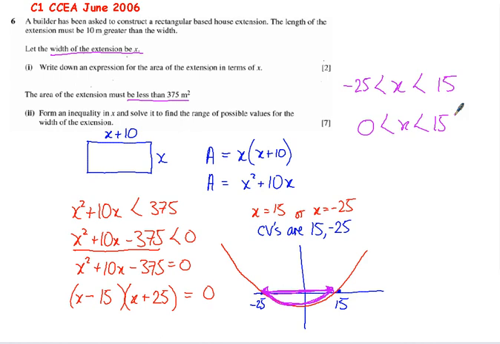It can't be a negative number. I'm not going to put it equal to 0 because there's no point having the width of the extension being 0 meters. So I'm going to again have less than symbols here. And now we have an inequality. We've solved the inequality, and we've also used our common sense to get our final answer.